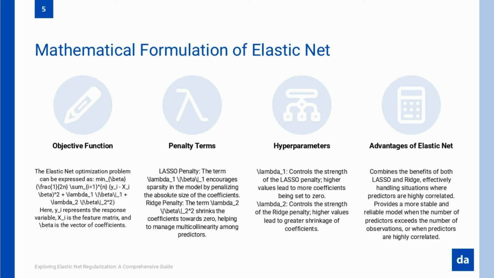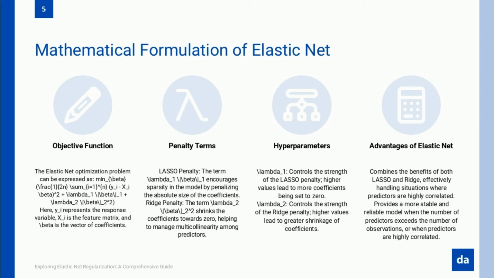Think of it like a custom mixing dial on a soundboard. You don't have to choose between two extremes. You can adjust the balance to fit your specific dataset. If your data has a ton of correlated predictors, Ridge will help stabilize them, but if you need a simpler model with only the most important variables, Lasso will take care of that. With Elastic Net, you can tune it exactly how you need.